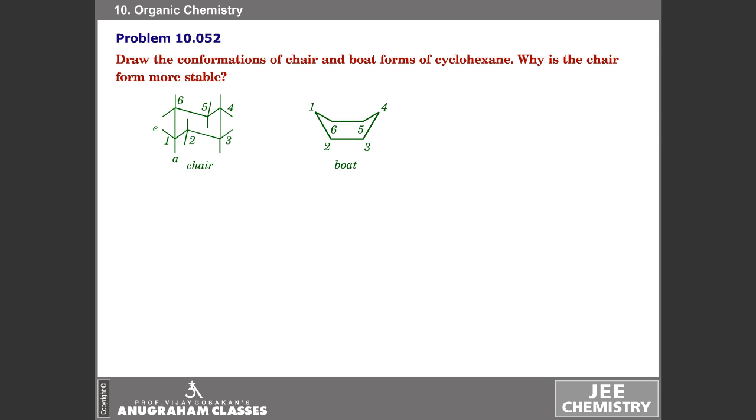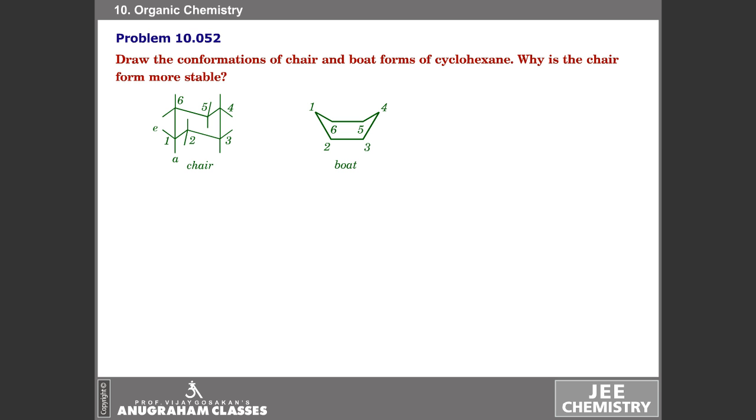Generally, the equatorial position is preferred by bulkier groups. We find alternately the axial bonds are pointing down or vertically up. On carbon 1 the bond is going vertically downwards. On carbon 2, we find the axial bond is vertically upwards. If the axial bond points downwards, the equatorial would point upwards with respect to the plane of the chair.